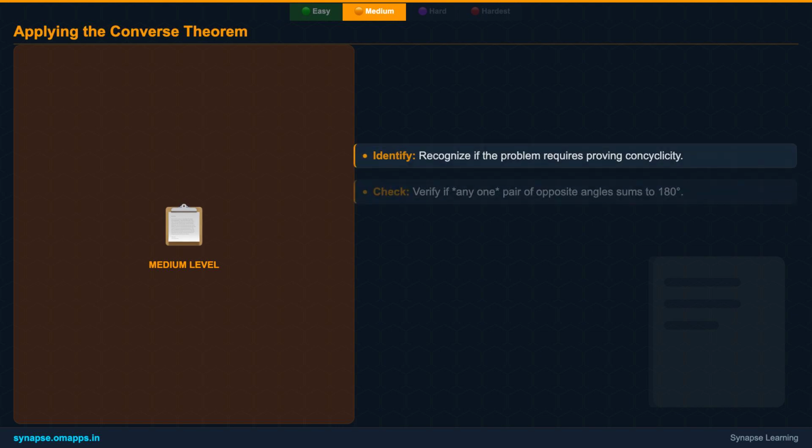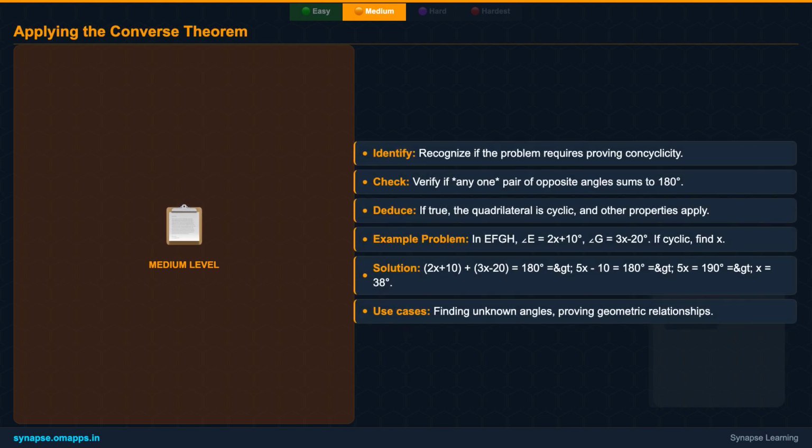We can even sketch a simple proof by contradiction. Suppose we have a quadrilateral ABCD where angle A plus angle C equals 180 degrees. Now, let's assume for a moment that it's not cyclic, meaning point C is not on the circle passing through A, B, and D. If C is not on the circle, then when we draw a circle through A, B, and D, it must intersect the line segment BC at a different point, let's call it C.